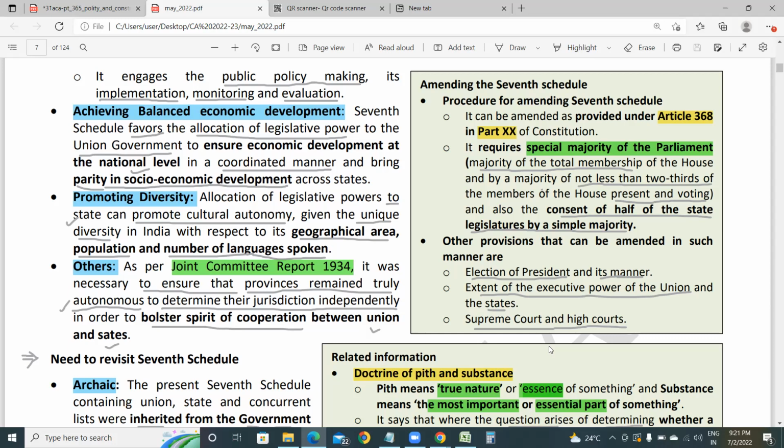Other reasons are, as per Joint Committee report of 1934, it was necessary to ensure that provinces remained truly autonomous, to determine their jurisdiction independently in order to bolster spirit of cooperation between union and state.